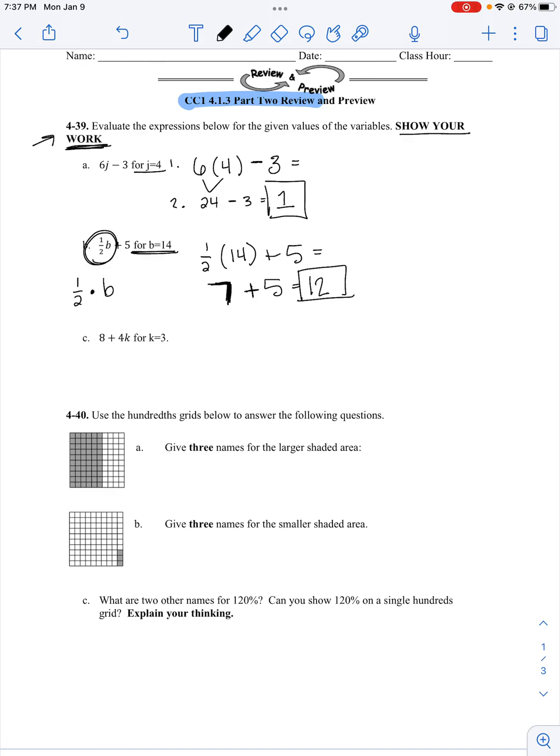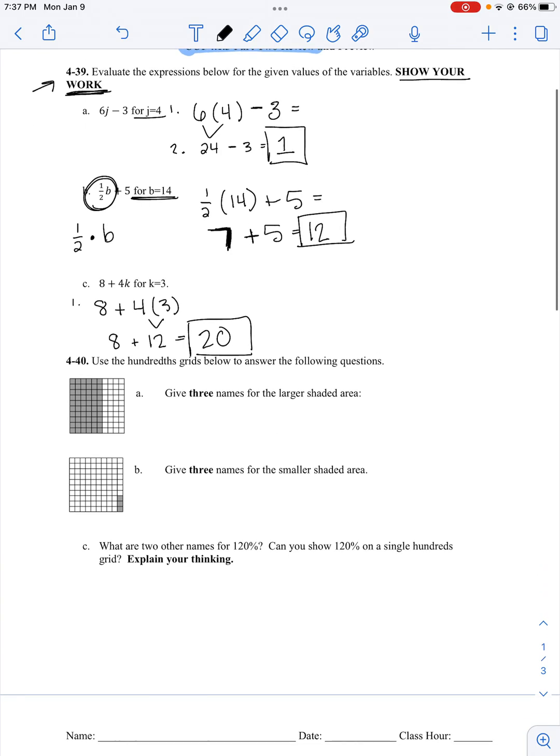Part C, 8 plus 4k, 4 times k, for k equals 3. So I'm going to rewrite it and substitute my value in at the same time. Okay, I do multiplication first. 4 times 3 is 12. I have to add my 8 in. It is 20.